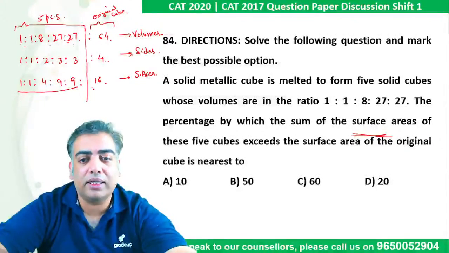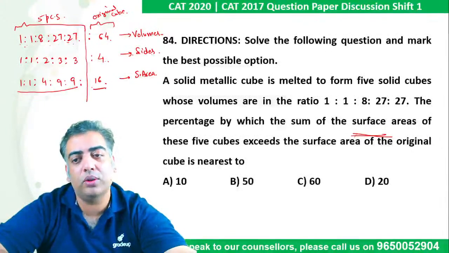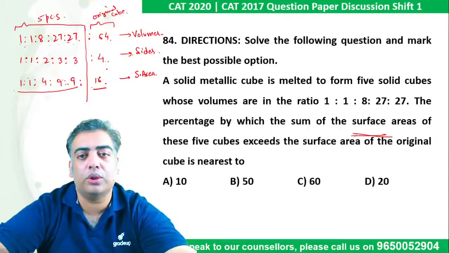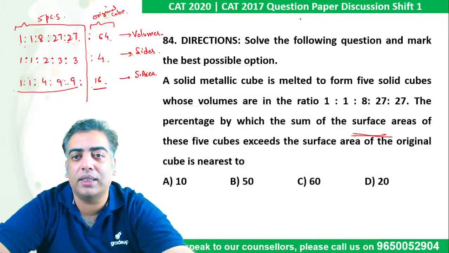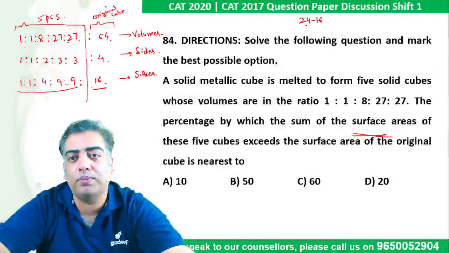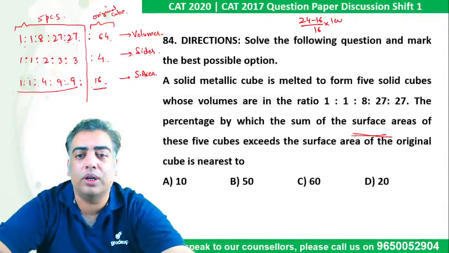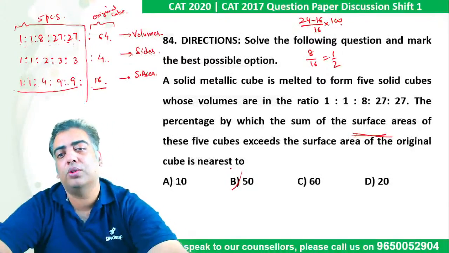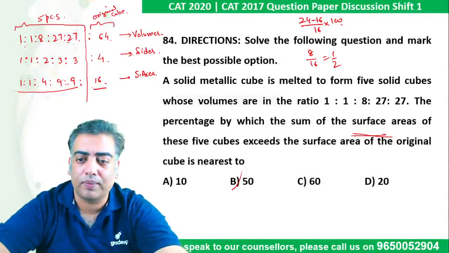Now it says the percentage by which the sum of the surface areas of these 5 cubes exceeds the surface area of the original cube is nearest to. We just need to add these 5 values, so they add up to 24. So 24 is what percent more than 16? That is 24 minus 16 upon 16 into 100, which comes out to be 8 by 16, which is 1/2, which equals 50%. So the right answer is option B.